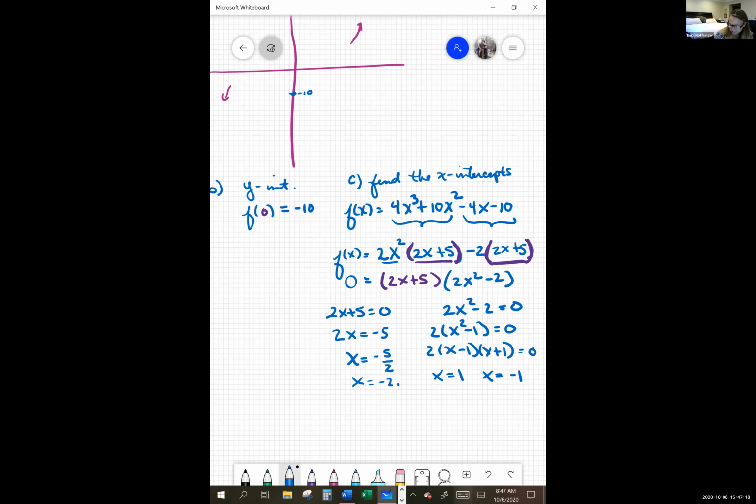So notice that these factors all occur just once. So those are our x-intercepts. The multiplicity of each one is 1. So we're going to cross the x-axis at these values. Okay, so we said 1, -1, and -2.5.